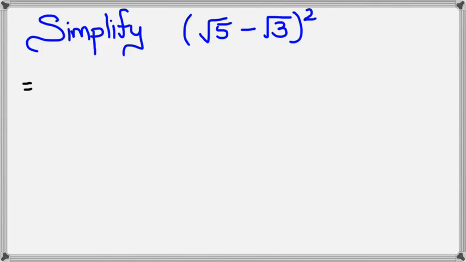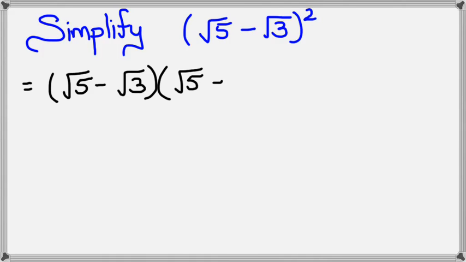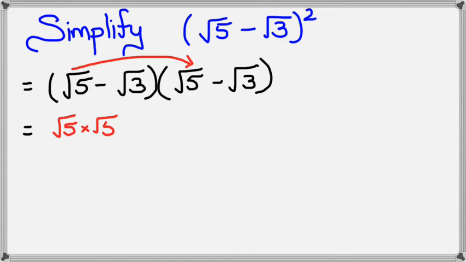In this case, I'd like to simplify square root of 5, take away square root of 3, whole squared. One of the common mistakes people make is not thinking of this as two brackets, so it's better to write it out first. I'd write it out as square root of 5 minus square root of 3 times square root of 5 minus square root of 3. There are many ways of doing this for a quadratic. I like using this one here, where I multiply these two terms first, which is square root of 5 times square root of 5.